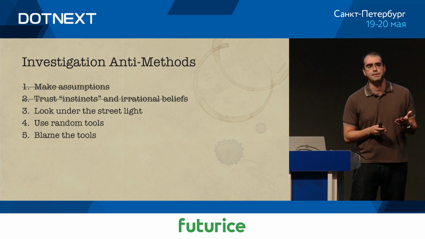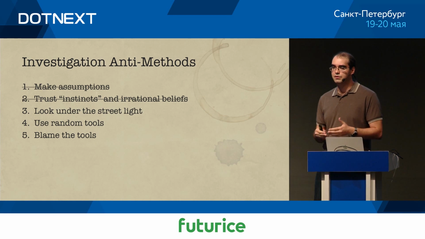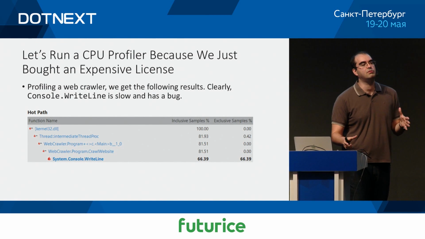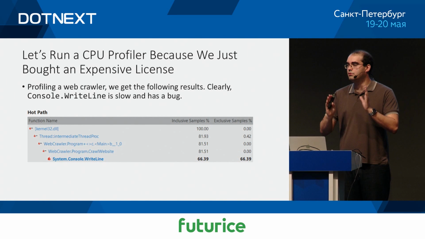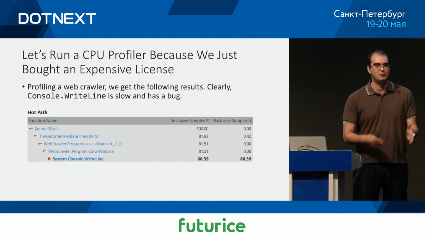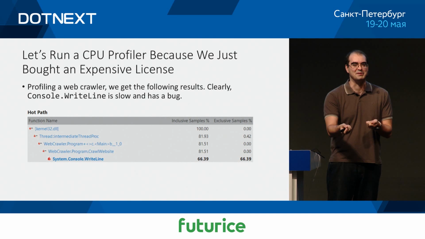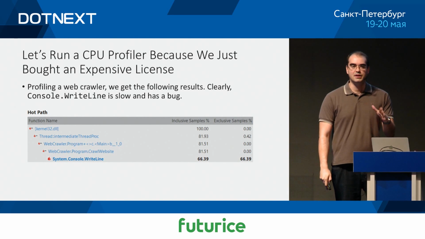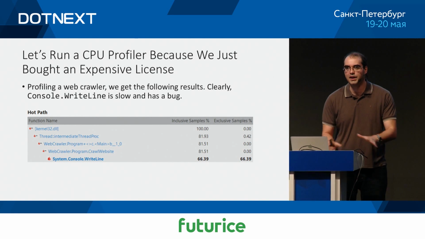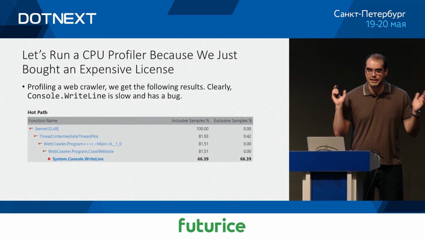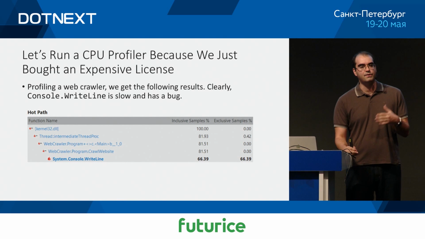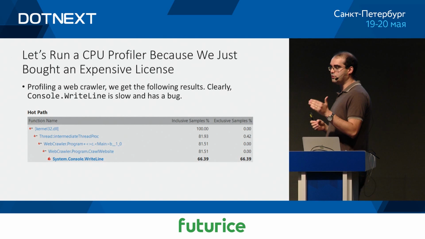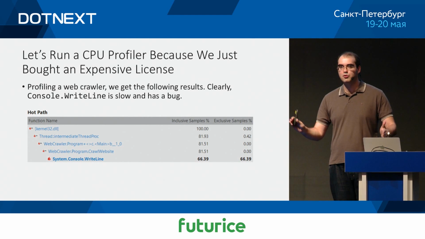Let's see a couple of simpler examples of where things can go wrong with using tools. So first, there's this approach where if you bought a tool and paid money for it, you absolutely have to run it in every investigation, because otherwise, where is the return on investment? So, you have a CPU profiler. Let's run a CPU profiler on anything that we suspect is slow. In this case, just an artificial example. Suppose I have a web crawler that downloads web pages periodically. We want to improve its performance, so we run a CPU profiler.